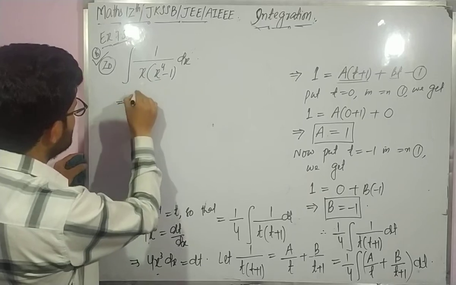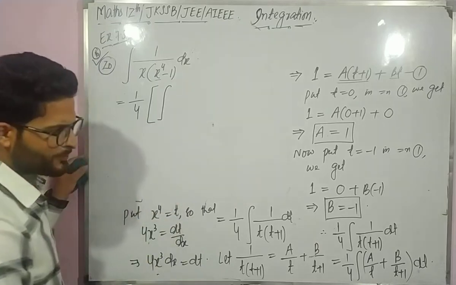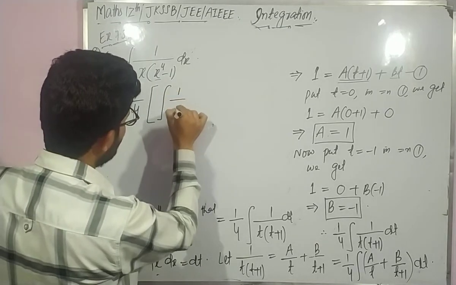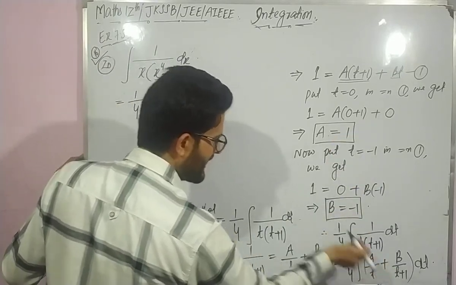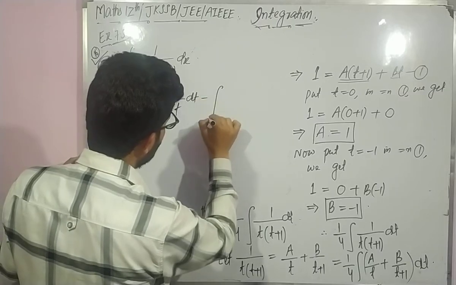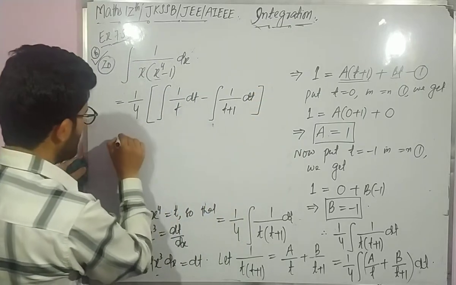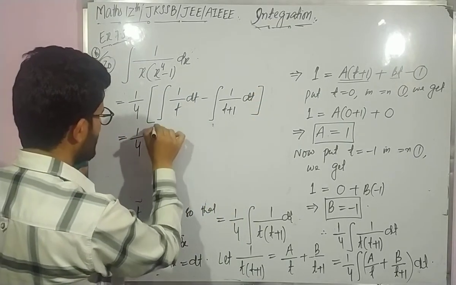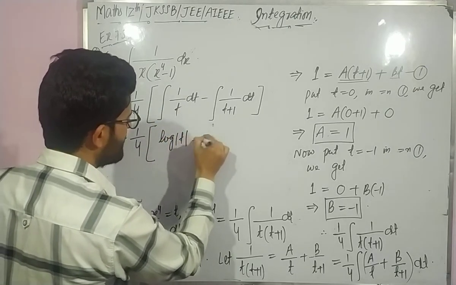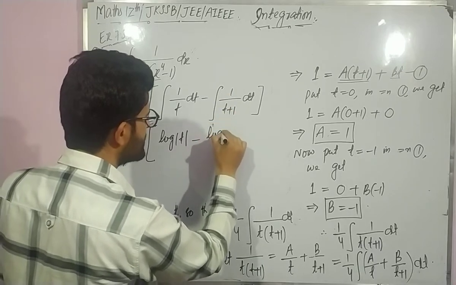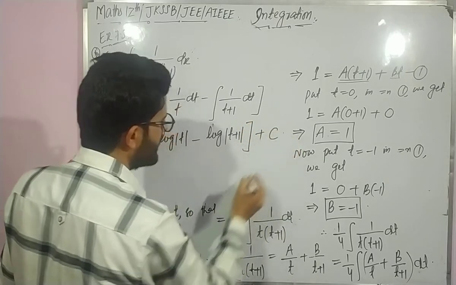This can be further written as 1 divided by 4 integration of, separate the integrals, put the value of a and b. It is 1 divided by t dt. b has its value as minus 1, so minus comes outside, minus times integration of 1 divided by t plus 1 into dt. So obviously that is equal to 1 divided by 4. Integration of 1 by t dt is obviously log of mod of t. Minus times 1 by t plus 1 has its integration as log of mod of t plus 1, plus c, the constant of integration.